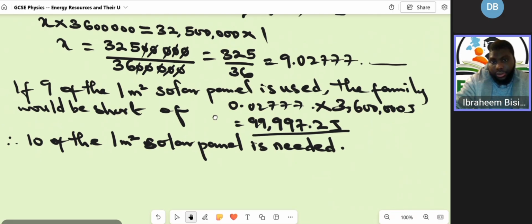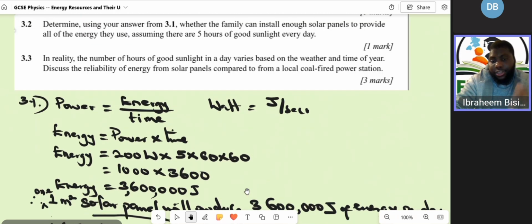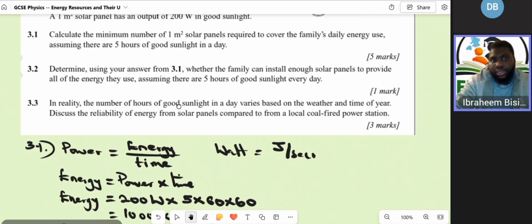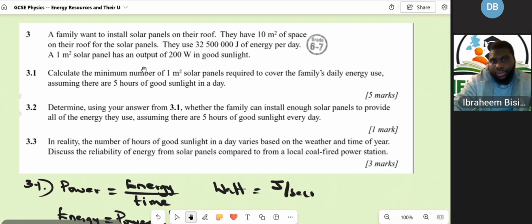And of course, if they use 10 of these 1 square meter solar panels, they will cover a total of 10 meter square of their roof, and they have up to that. So that is very possible. I think that's the question they're asking next.